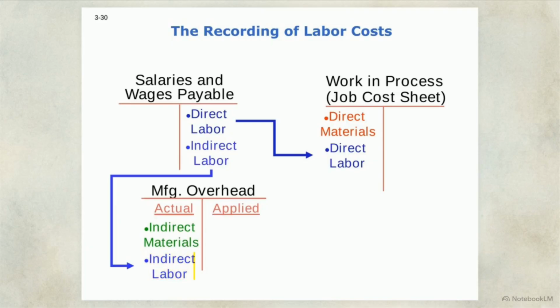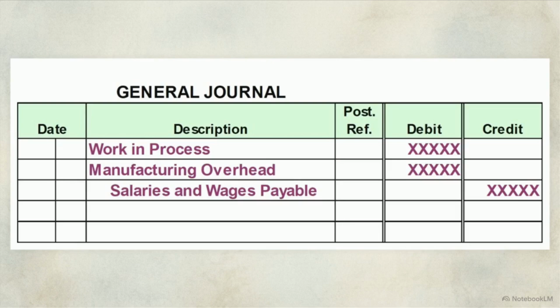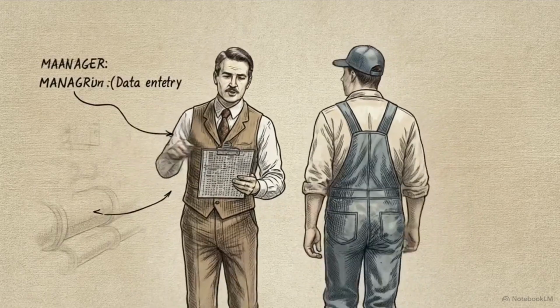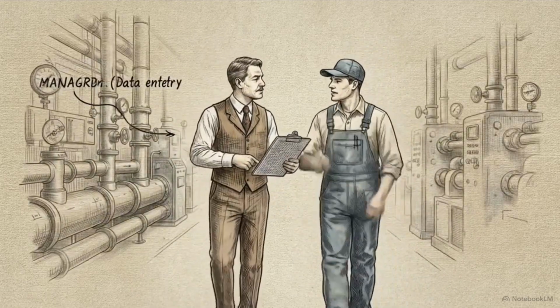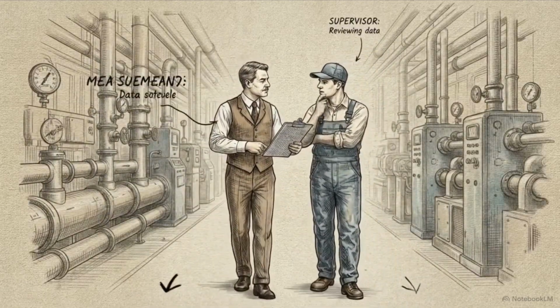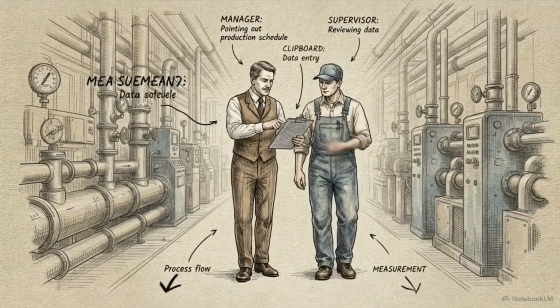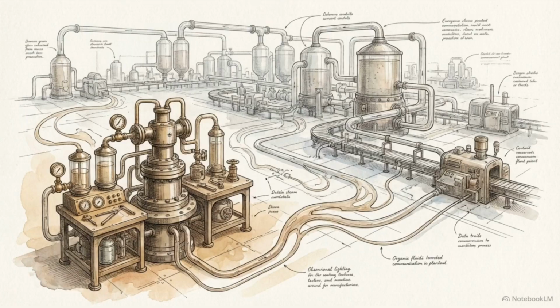This journal entry locks in the distribution. Work in process and manufacturing overhead are debited for their respective shares of the labor, while salaries and wages payable is credited for the total amount. By strictly segregating labor at the time ticket level, operations managers guarantee that a custom job is only charged for the specific work it required, rather than being unfairly penalized with the cost of general factory supervision.